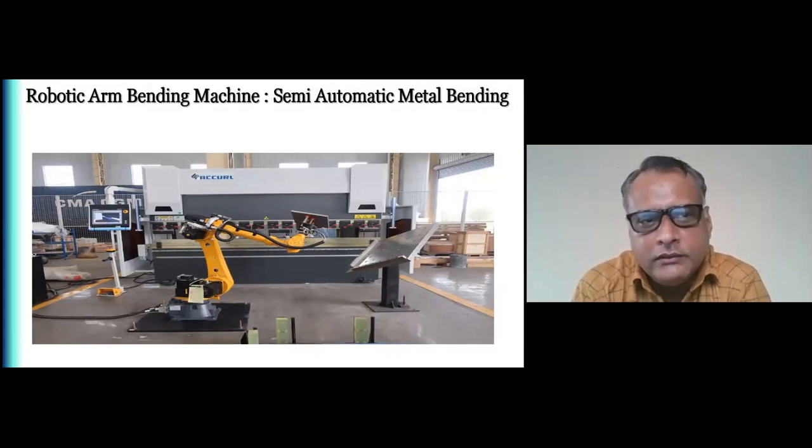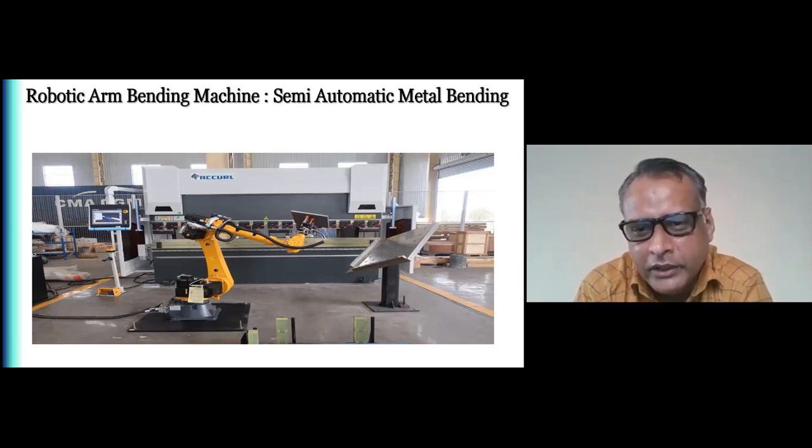This is the latest robotic arm bending machine. Nowadays the automation has increased. So you can see that the robot is in front of the bending machine, so the manual interference is avoided.